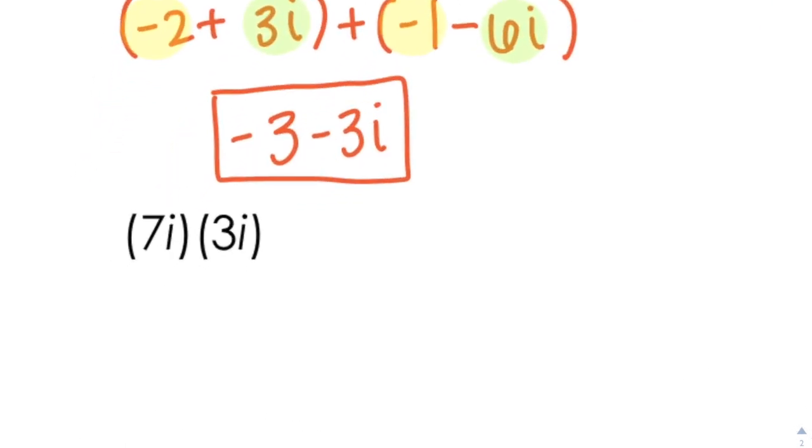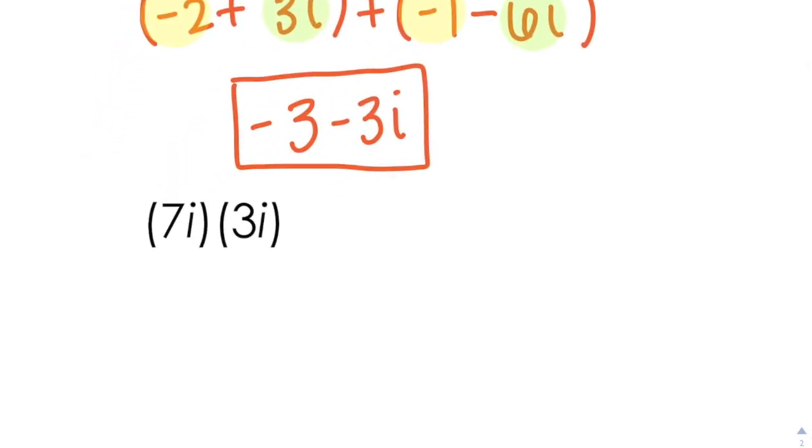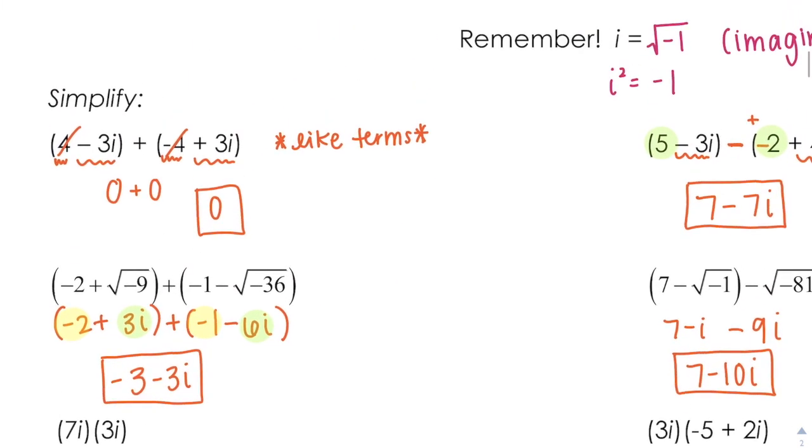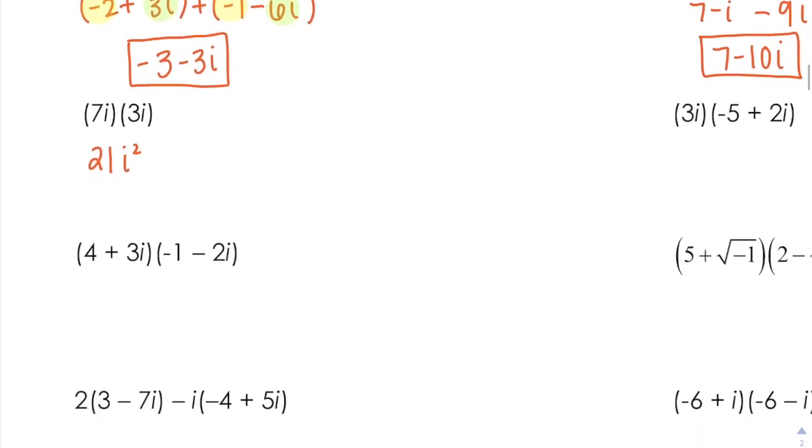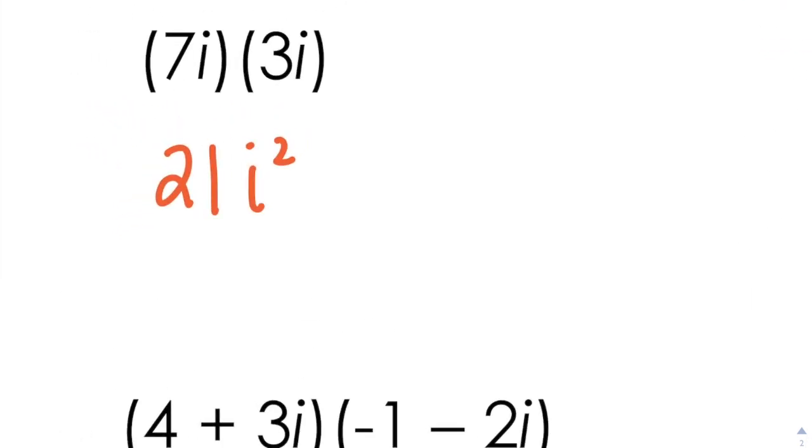So when I'm multiplying, this is where it gets a little bit tricky because I can just multiply 7 times 3. 7 times 3 is 21. And if this were x, well, 7x times 3x would be 21x squared, but it's an i, so 21i squared. And this is where you have to remember that i squared is just -1. So instead of i squared, I'm going to change i squared to -1. That's like saying 21 times i squared. Well, it's just 21 times -1. What's 21 times -1? -21.